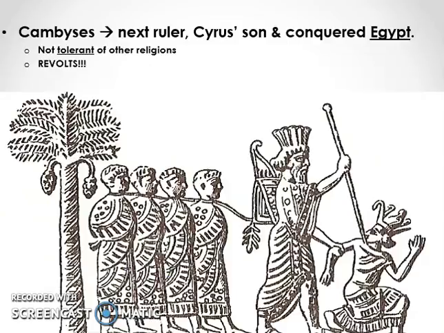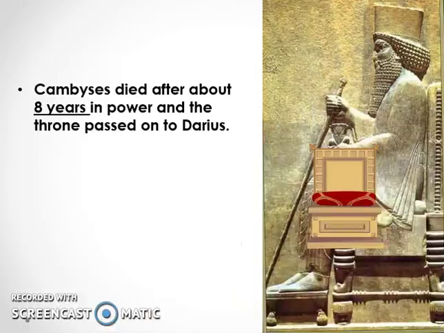When he died, his son Cambyses took over, and his son took a very different approach than Cyrus did. He was not tolerant of other religions. He forced everyone under his rule to follow his ways, to follow his religion. He conquered Egypt. Under him, there were a lot of revolts, meaning people fought back, and so his reign would not last very long. He died about 8 years after he took over, and then the throne passed on to Darius.